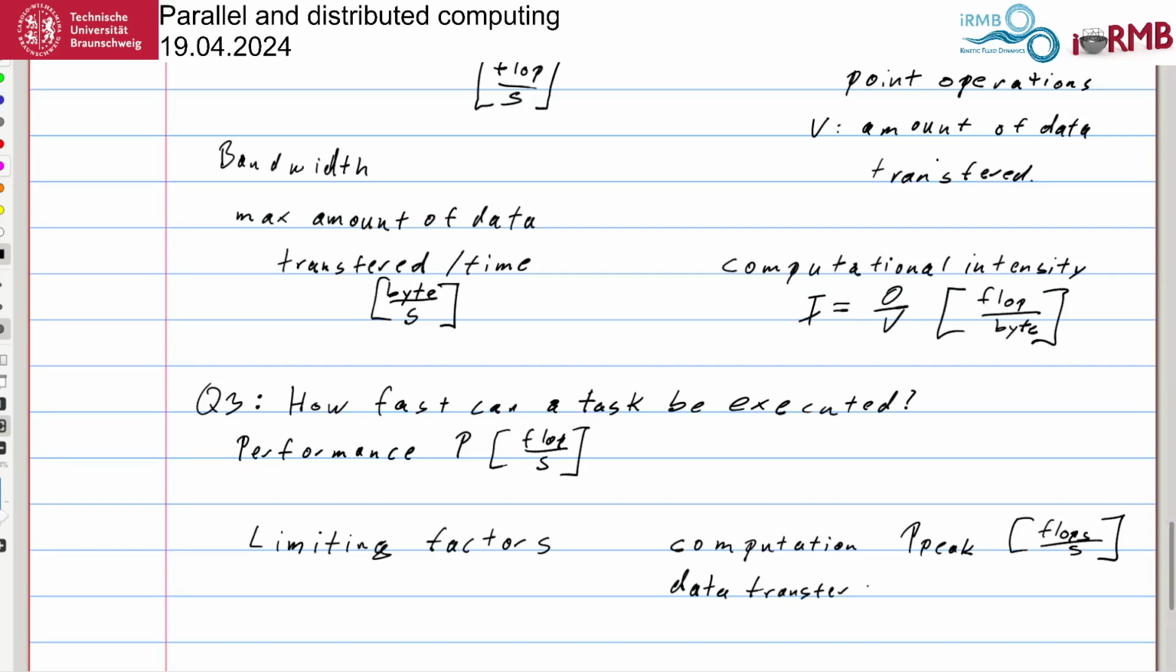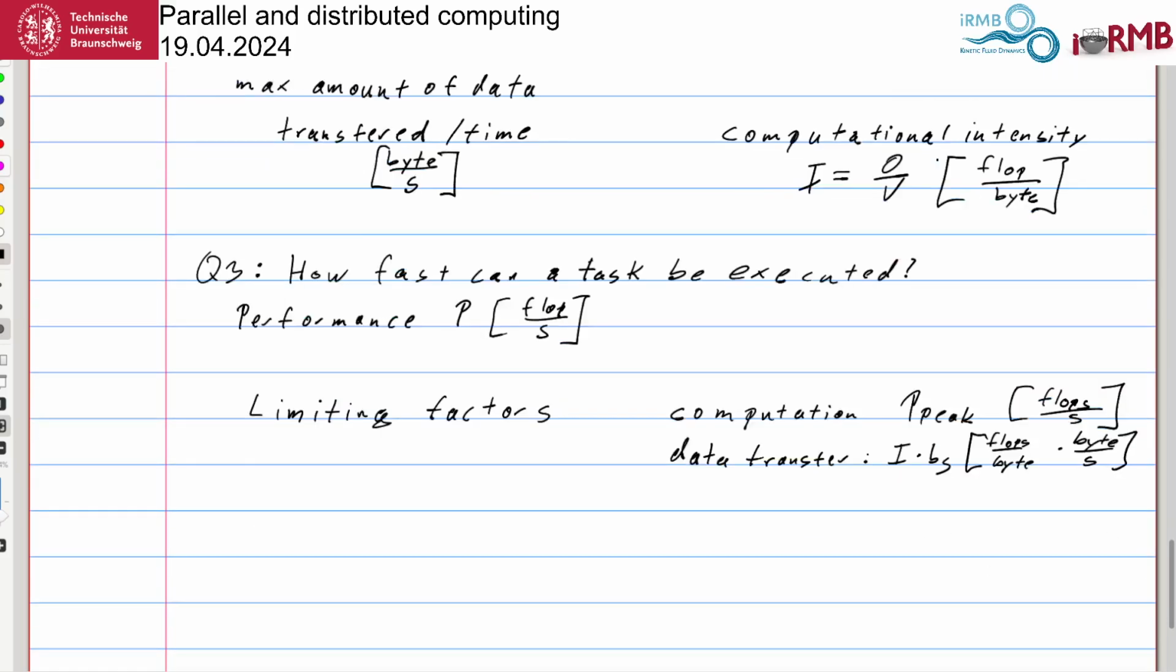The data transfer can be computed from the computational intensity I times the bandwidth, and now this comes in units of flops divided by byte times bytes per second. Now you see this computational intensity times the bandwidth is also a performance. Yeah? So it's of the same unit.